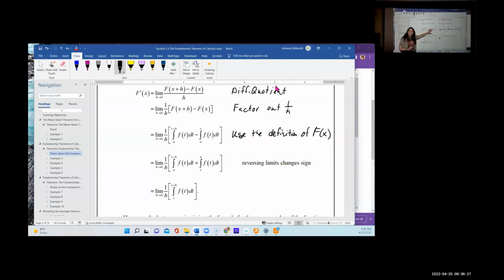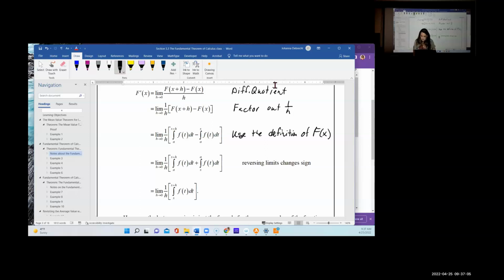Remember that there is a rule for definite integrals that we learned in section 5.2 that says if you reverse the order of the limits of integration, it introduces a negative into the integral. So because it was originally a to x, if I switch those and make it x to a, that changes the negative in front of it to a positive. So I reverse the limits and change the sign. Now the advantage is I have an integral starting at a and going to x plus h, and then I have one from x to a.